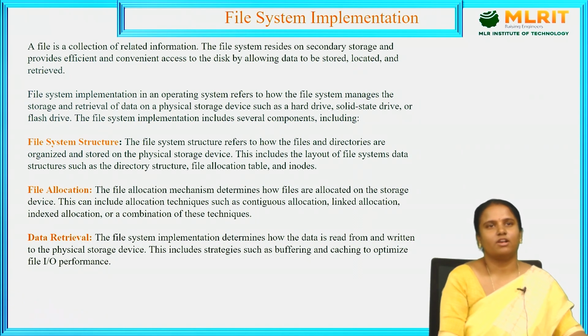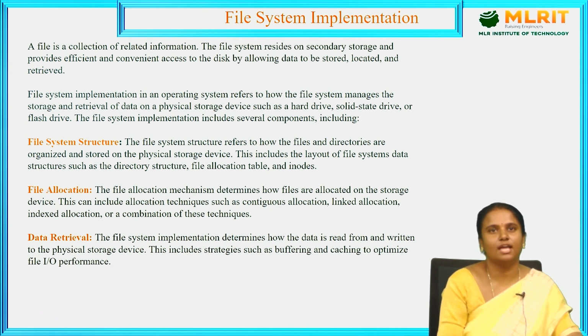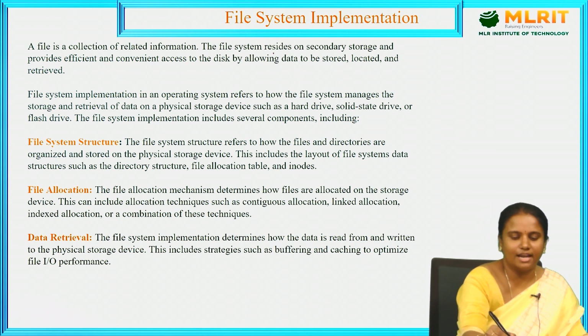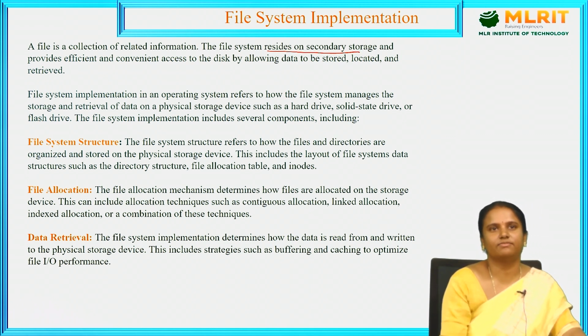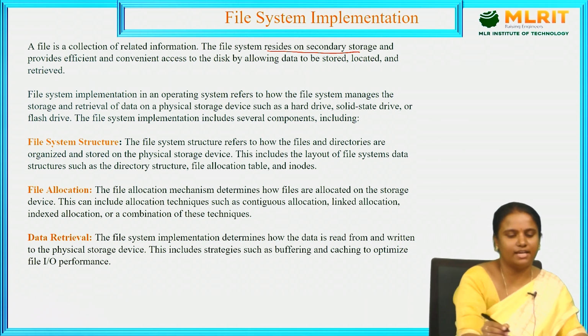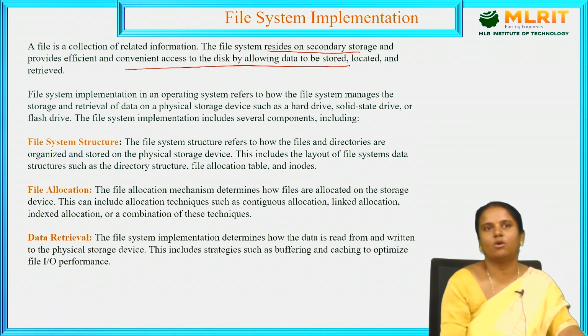First of all, what do you mean by a file? A file is a collection of information which is stored in the secondary storage. So here a file is a collection of related information, and the file system resides on secondary storage. It provides efficient and convenient access to the disk by allowing data to be stored, located and retrieved.